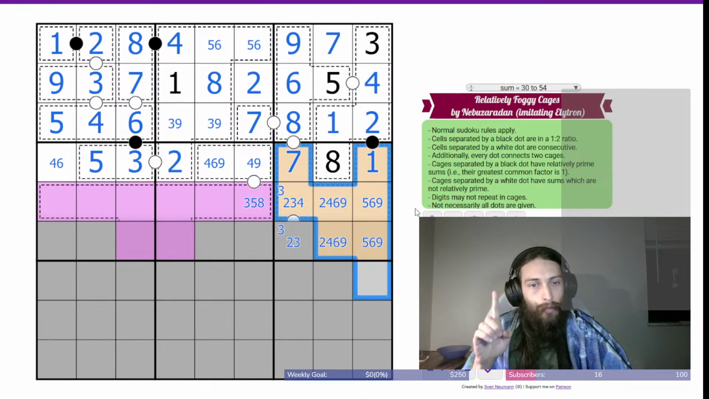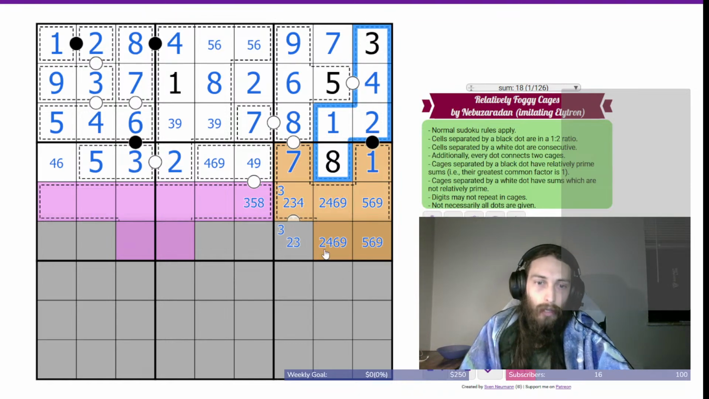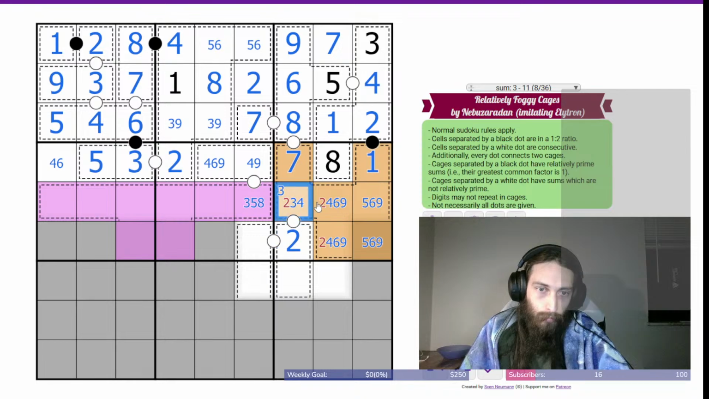42 is a multiple of 3. But this is 18, which is a multiple of 3. So it can't be 42. It has to be 45 minus 10, which is 35, which is 5 times 7. So that's a 2. And that has to be a 3. That's not a 3 now. And on the other side of the Kropke dot from the 2 is either 1 or 3. Right.